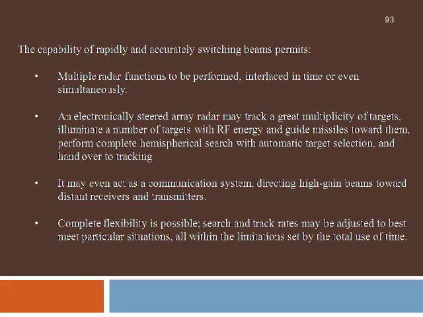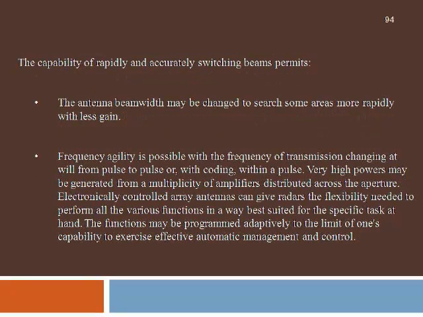Complete flexibility is possible. Search and track rates may be adjusted to best meet particular situations, all within the limitations set by the total use of time. The antenna beamwidth may be changed to search some areas more rapidly with less gain. Frequency agility is possible, with frequency of transmission changing at will from pulse to pulse or with coding within a pulse. Very high powers may be generated from a multiplicity of amplifiers distributed across the aperture.